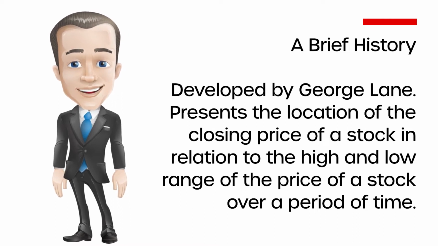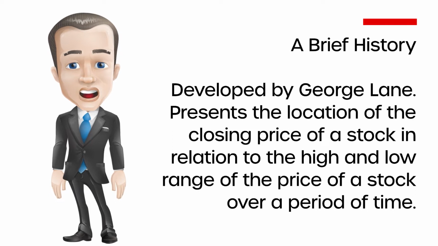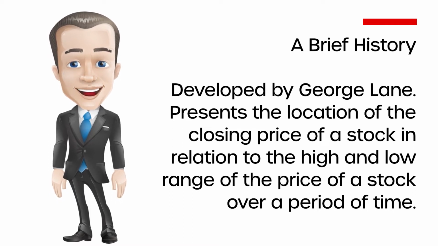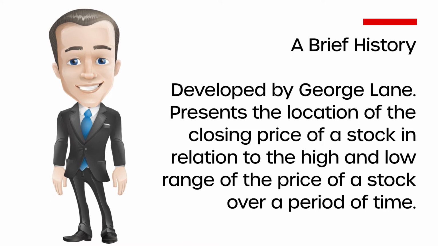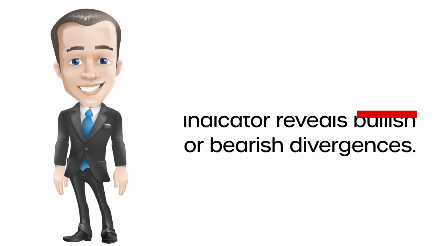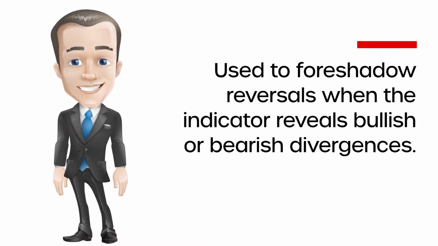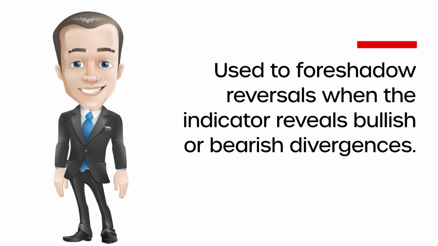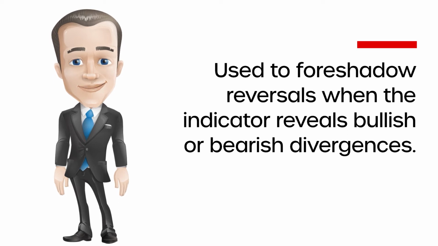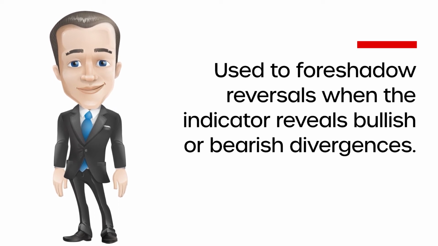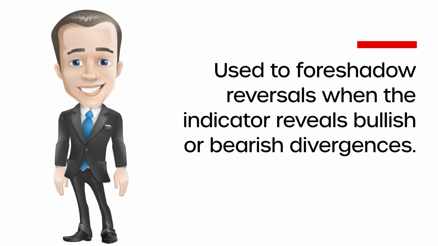Lane, over the course of numerous interviews, has said the stochastic oscillator does not follow price or volume or anything similar. He indicates the oscillator follows the speed or momentum of price. Lane also reveals in interviews that as a rule the momentum or speed of the price of a stock changes before the price itself. In this way, the stochastic oscillator can be used to foreshadow reversals when the indicator reveals bullish or bearish divergences. The signal is the first and arguably the most important trading signal Lane identified.